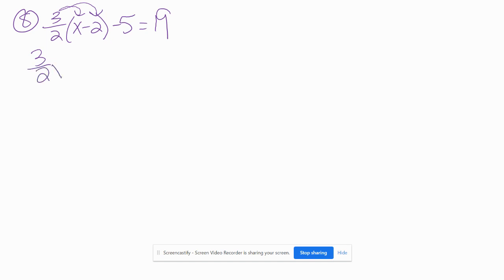Number 8. Again, I want to start with distributing. So I'm going to distribute that 3 halves. 3 halves times x is 3 halves x. 3 halves times 2, this 2 here. Remember, we can make anything a fraction by putting a 1 underneath it.